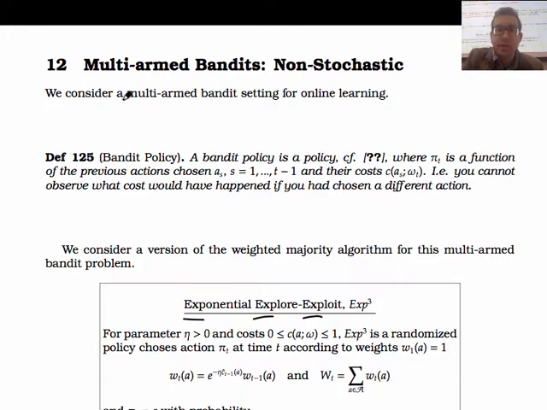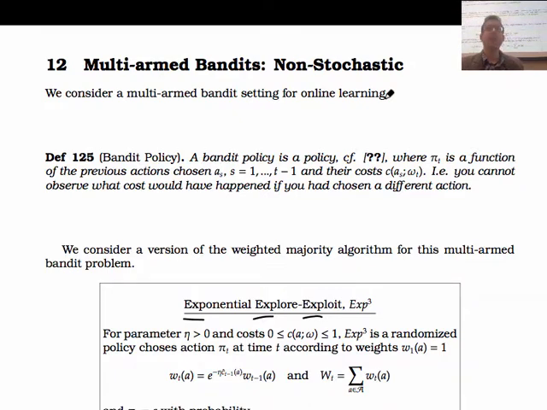Just to recap from last time, the multi-armed bandit problem is a problem where you've got a number of slot machines. You pull an arm on a slot machine, you only see the reward that you get from the machine that you played. And you have to explore between the different slot machines to figure out which ones are good and which ones are going to lose you lots of money.